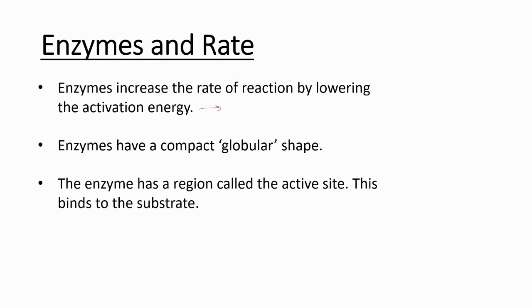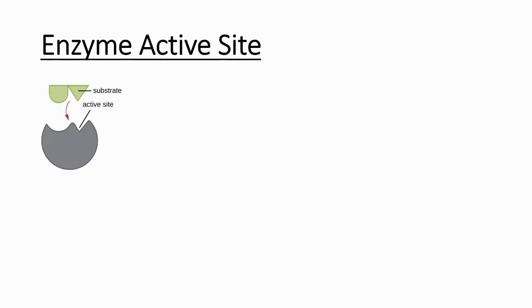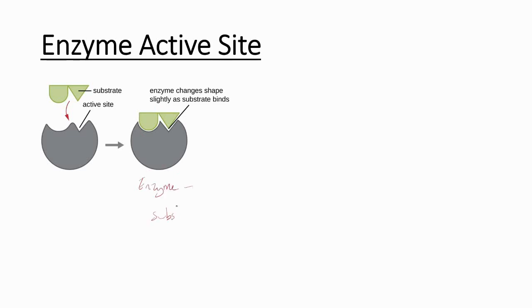And the substrate is the molecule or molecules that the enzyme facilitates a reaction through. So here we have an enzyme active site and we have a substrate molecule. And in this case, there is one substrate molecule. The substrate molecule binds to the enzyme active site, and you can see they are complementary in shape. And this is called the enzyme substrate complex.